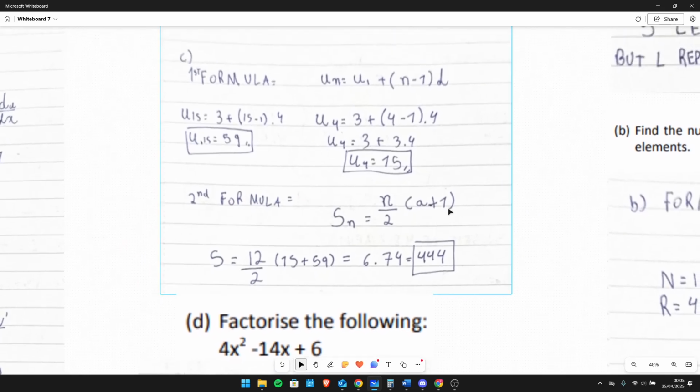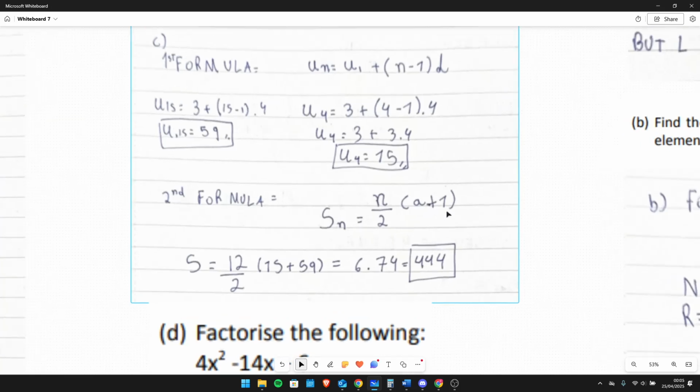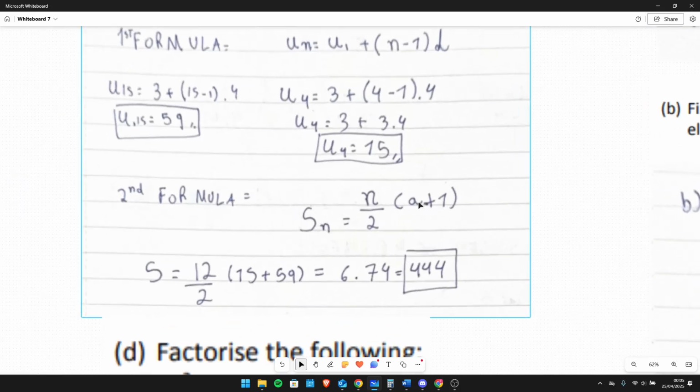In this case, oh, what? No, that's not right.